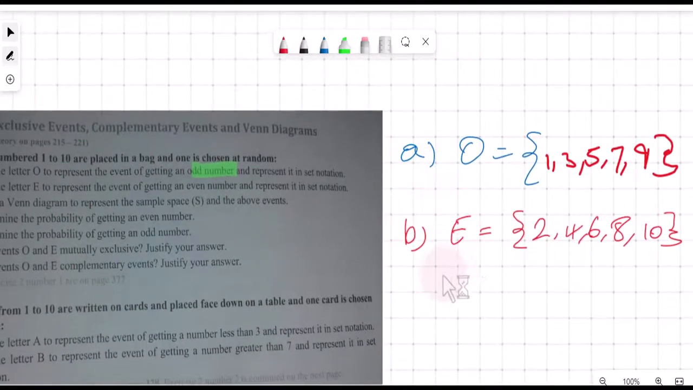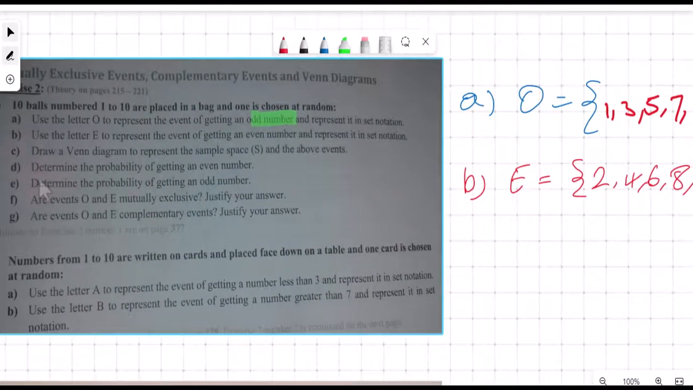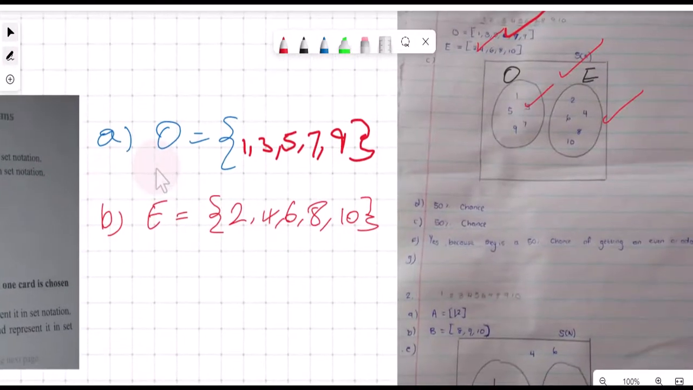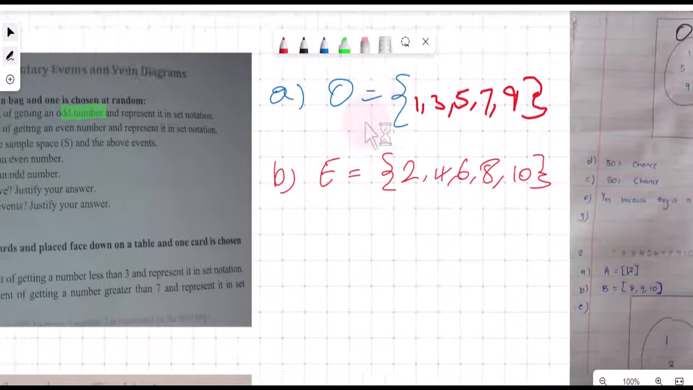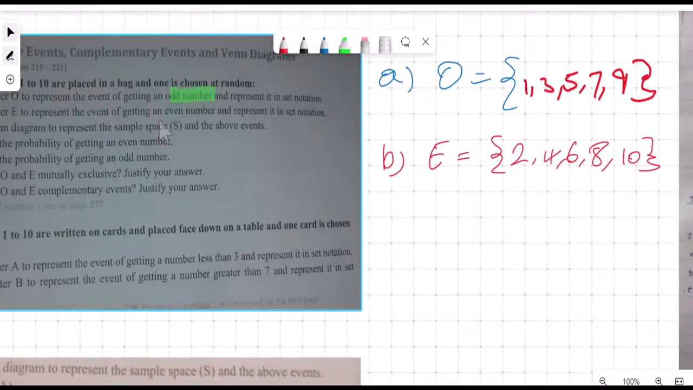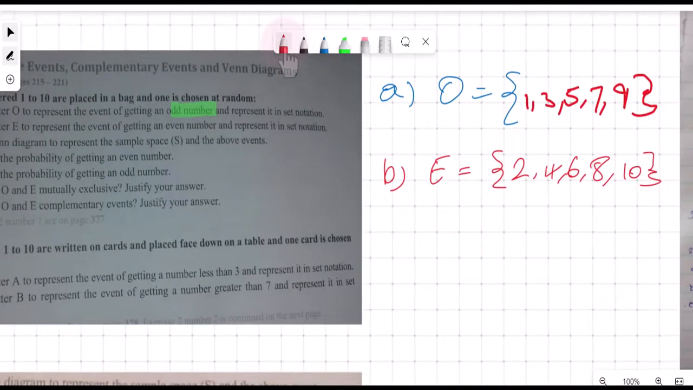Yeah. Then let's do number D. Determine the probability of getting an even number. The probability of getting an even number. Let's see. No. Yes, your answer is there, but no. You are supposed to do it like this. The formula must be there. You don't just write the answer.